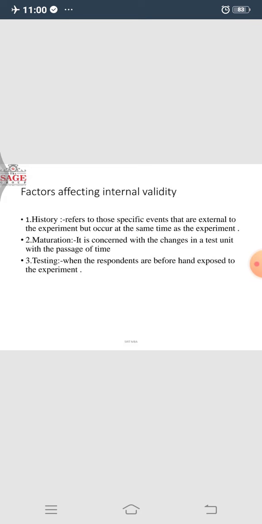The students were not under any stress, they were enjoying their vacations, and that was the time the experiment was carried out. So they were having a very healthy and relaxed lifestyle, so it might be because of that that the hemoglobin increased. So it will have an impact on the internal validity.